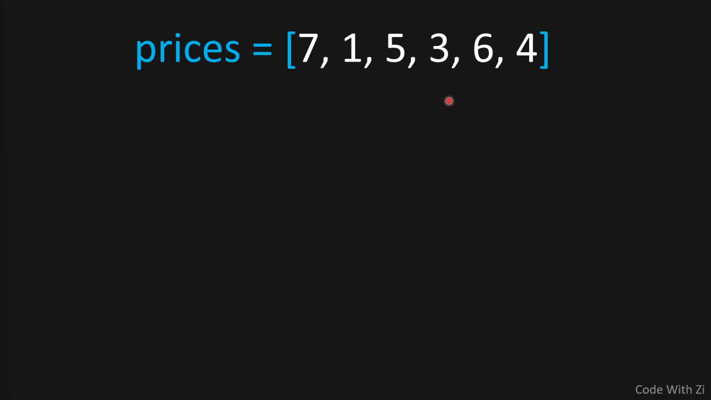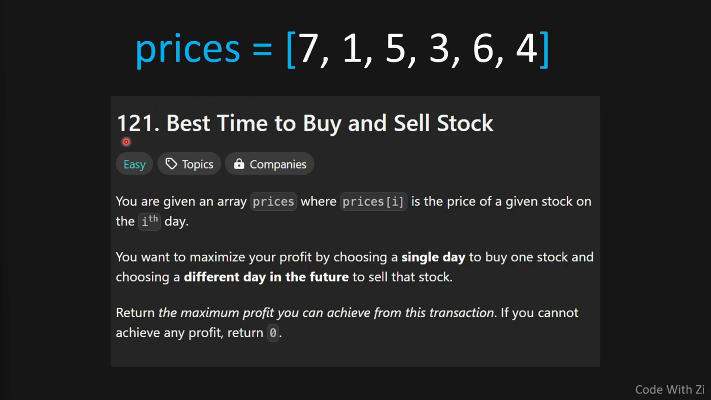In today's video, we gotta buy low and sell high. Why? Well, because that's what LeetCode 121, Best Time to Buy and Sell a Stock, is asking us to do. As you can see, it says you're given an array called prices, and it says prices at the index of i is the price of a given stock on the ith day.